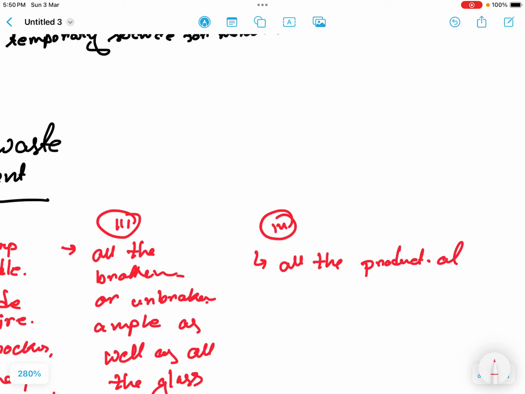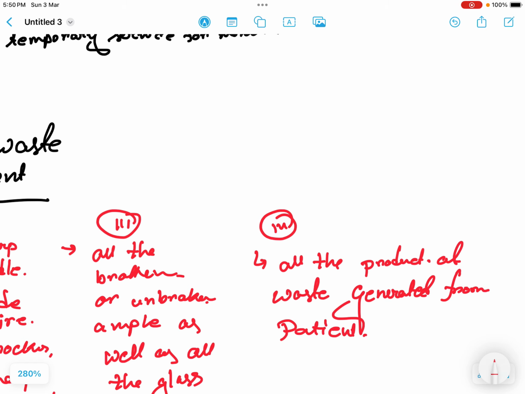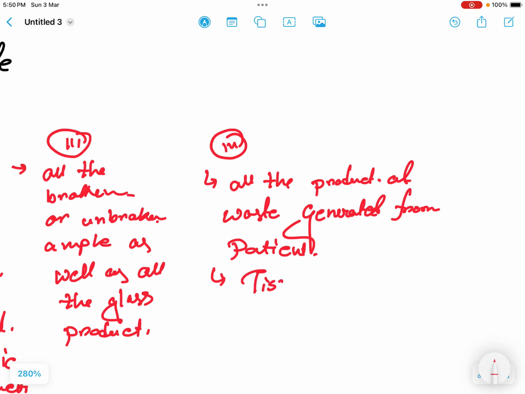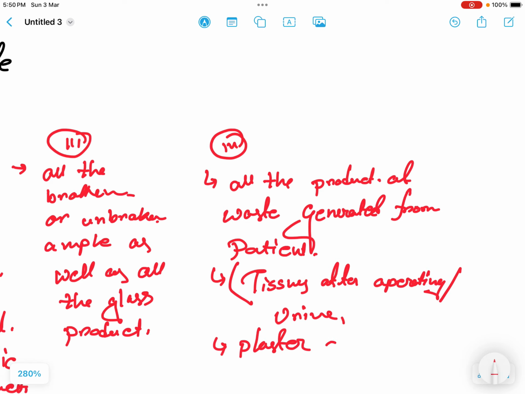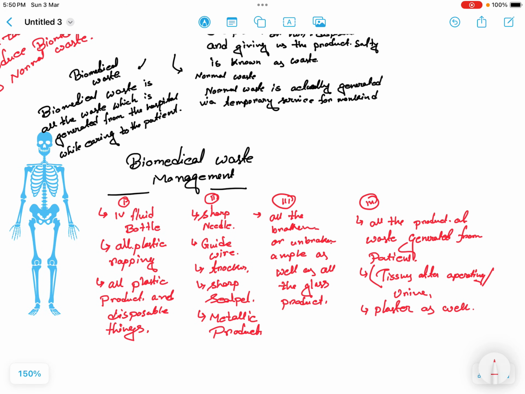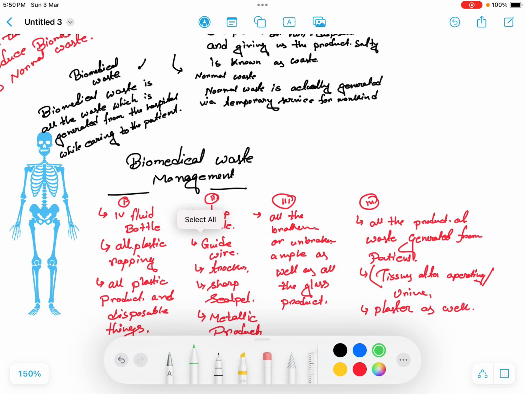Next, we would like to make column number four, that is all the product of waste generated from the patient. Next, it can be tissues after operating, urine, can be plaster as well. So it can be differentiated via four columns. Okay, so if we differentiated all the biomedical waste in four columns, change the color as well.